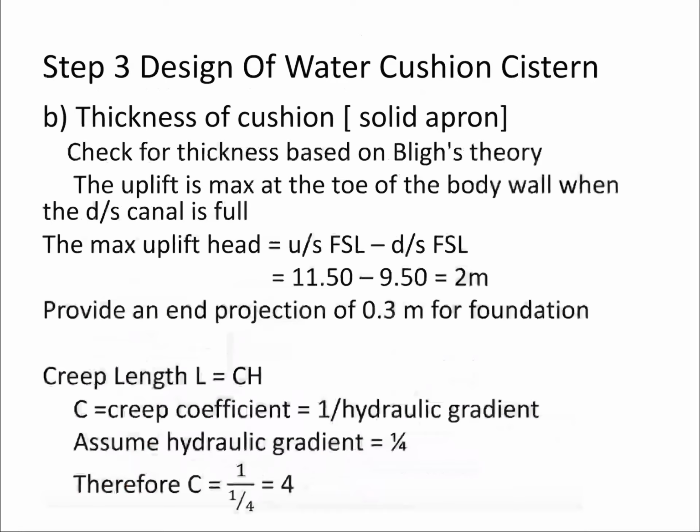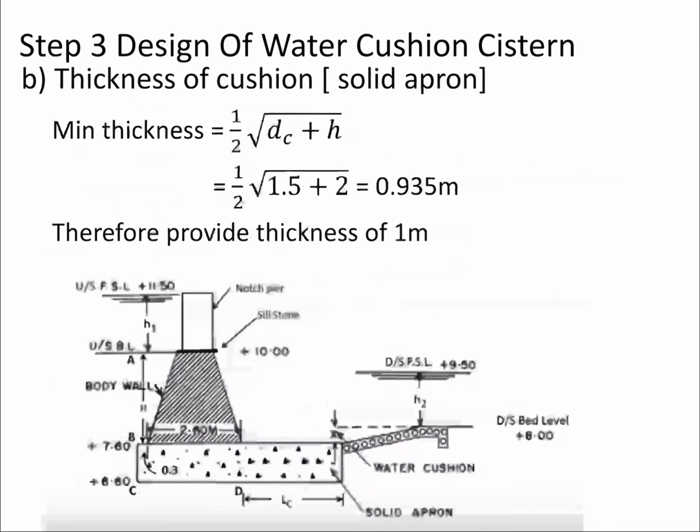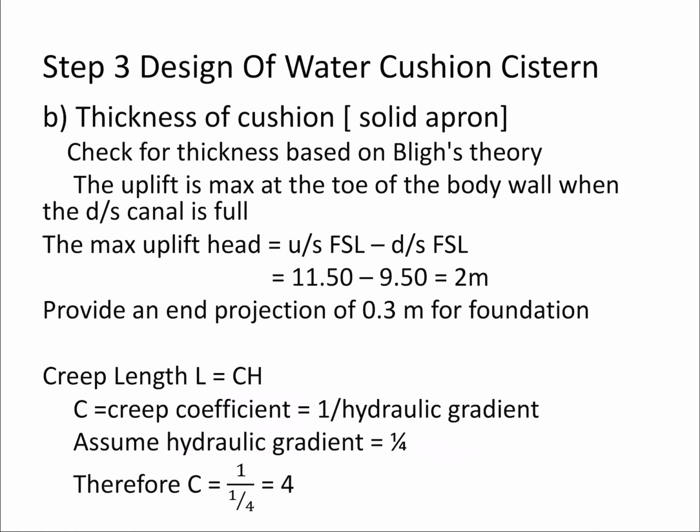Next, we want to check the thickness provided using Bly's theory. For Bly's theory, first we want to find out the head. The maximum uplift head will be upstream full supply level minus downstream full supply level. So 11.5 minus 9.5, 2 meter. Then we are providing an end projection. This is the end projection. This is 0.3 meter.